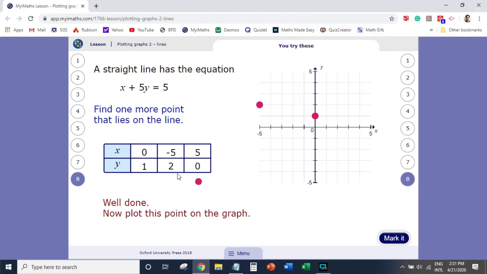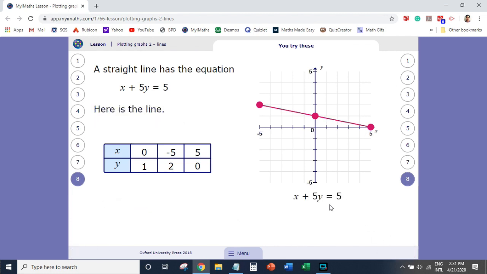So now we can mark it. We have now the point, our x is 5, our y is 0. Then we can now graph, and then we can write the equation, maybe right here or here.